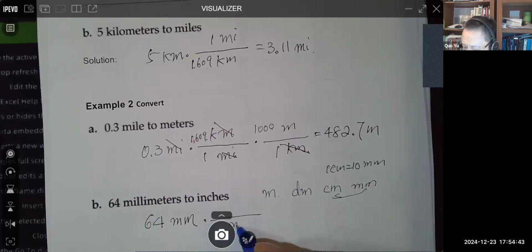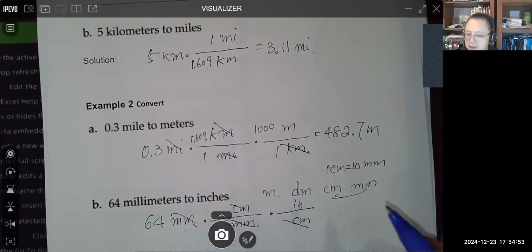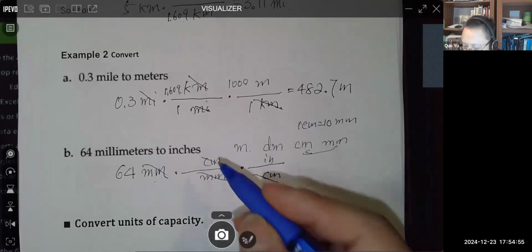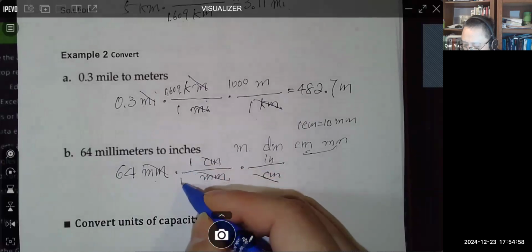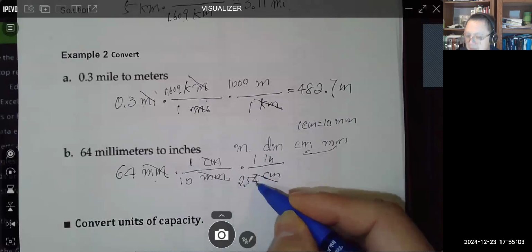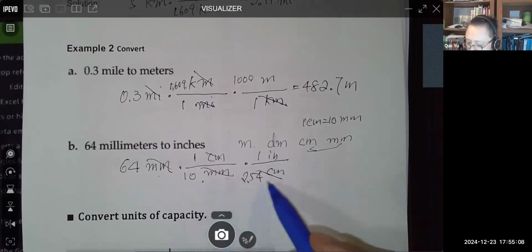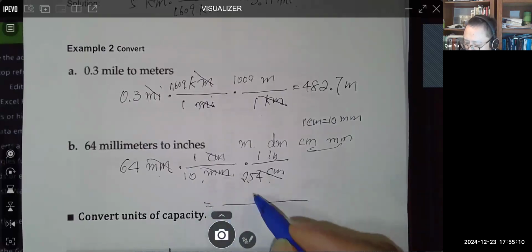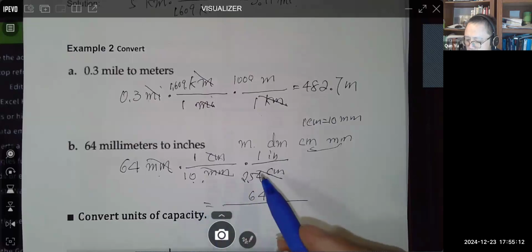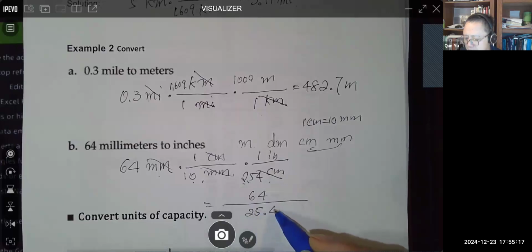I cancel millimeter to get centimeter. Then I cancel centimeter to get inch. Eventually, I go from millimeter to inch. Now plug in numbers. 1 centimeter equals 10 millimeters. 1 inch, 2.54 centimeters, according to that table. Now both numbers at the bottom, so we're going to have 64 on the top. On the bottom, 10 times 2.54. So we just move 1 decimal digit to the right, 25.4.